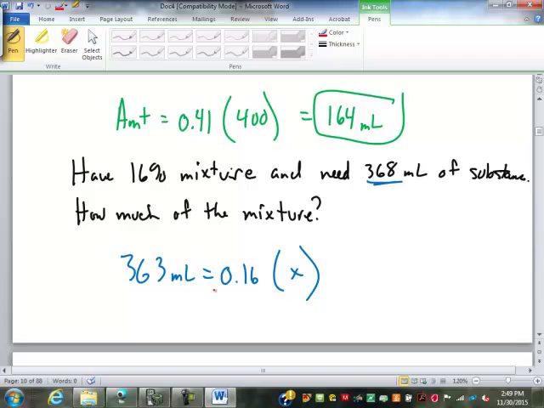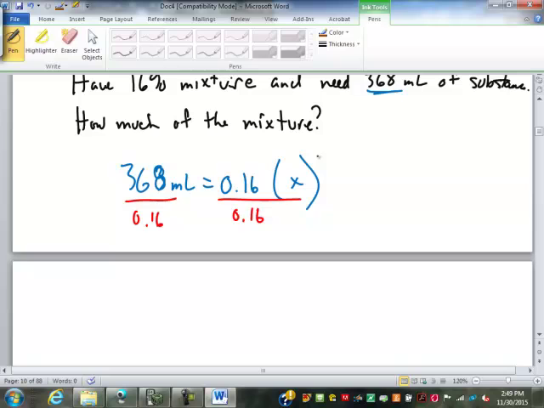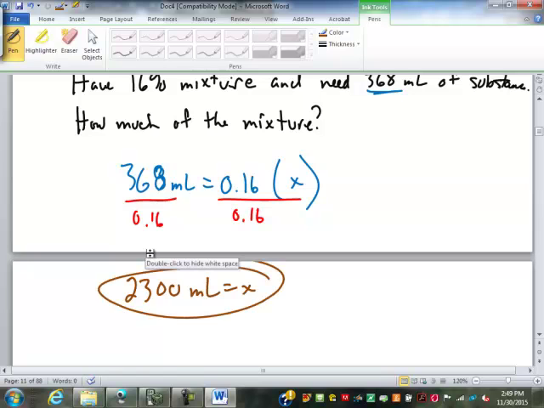So to solve this, we're going to divide by 0.16. Oops, I don't know where that 63 came from. That is 68, isn't it? 368. So 368 divided by 0.16 is what? 2,300 milliliters. So it would take 2,300 milliliters of that mixture to give us 368 milliliters of the active substance.